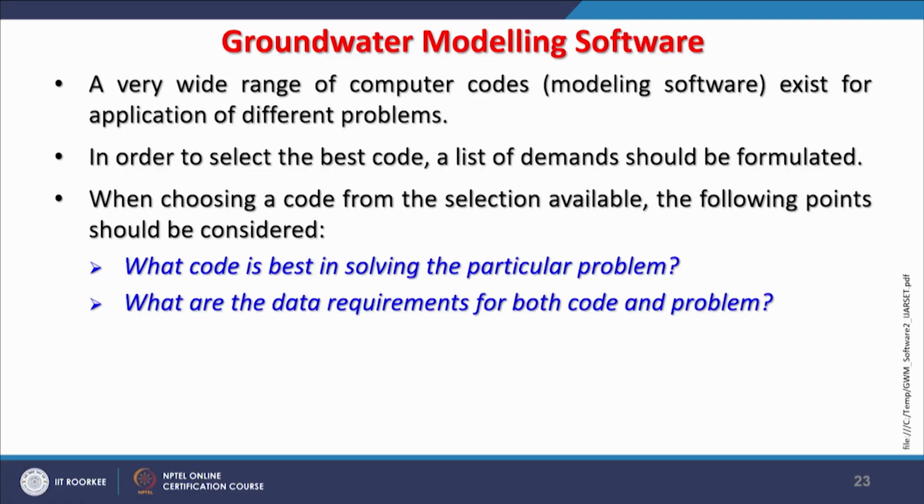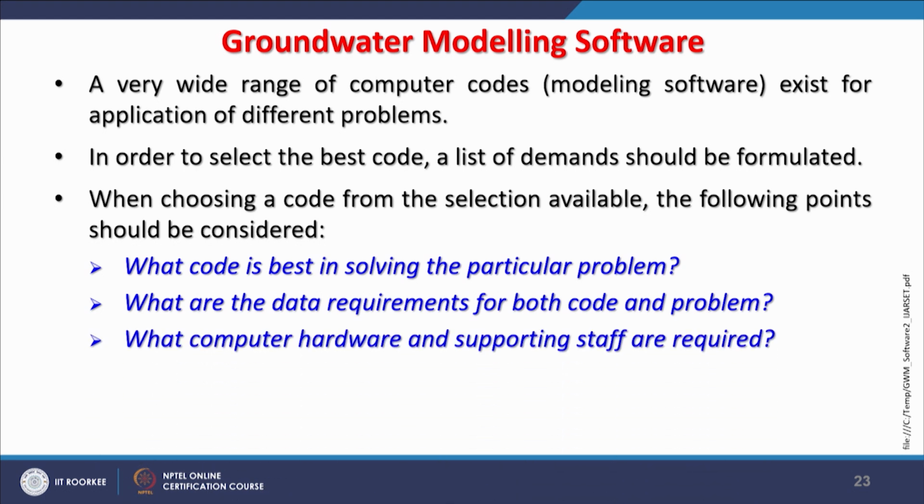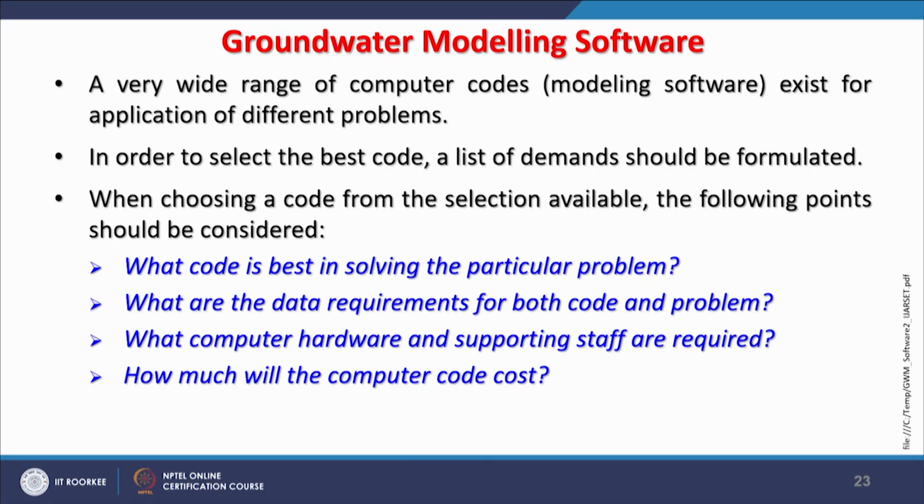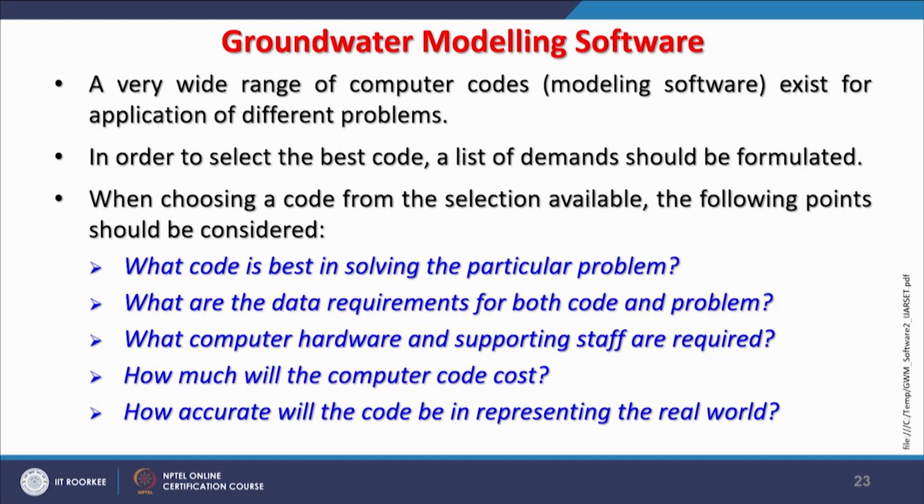So, the requirements for both code and problems have to be assessed, and computer hardware and supporting staff are required. Somebody has bought a modeling software. Now, what kind of hardware is required by that software, what kind of trained staff is required to run those models, and how much will the computer cost and the code cost, the cost of the software. And of course, then this important question will come: how accurate is the model, and is it really representing the real world accurately?